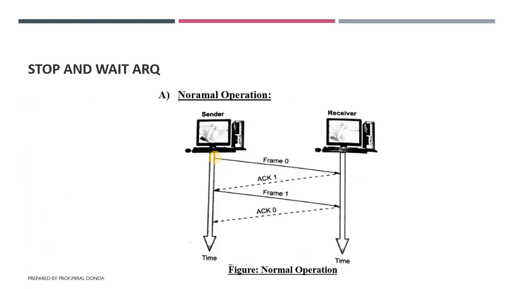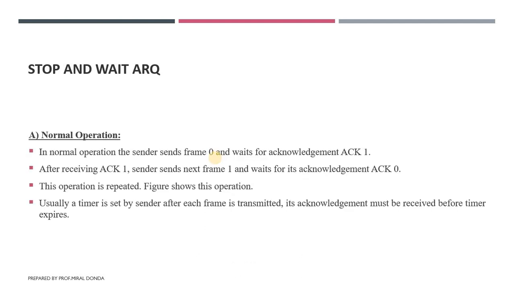So this is a normal case in which we are sending one frame, and the receiver acknowledges that frame. Then the sender slides its window of 1 to the next frame and sends it to the receiver, and the receiver acknowledges that frame. So this is how this algorithm works in normal operation. The sender sends frame 0 and waits for acknowledgement 1. After receiving acknowledgement 1, the sender sends the next frame 1 and waits for acknowledgement 0. This operation is repeated. The figure shows this operation that I already showed you.